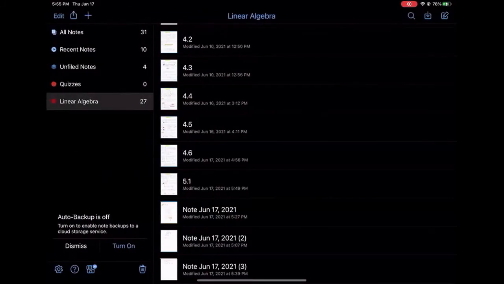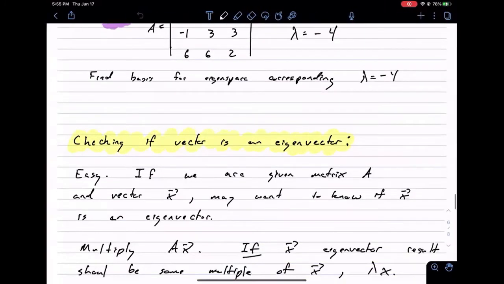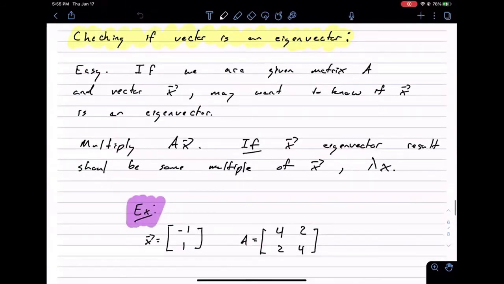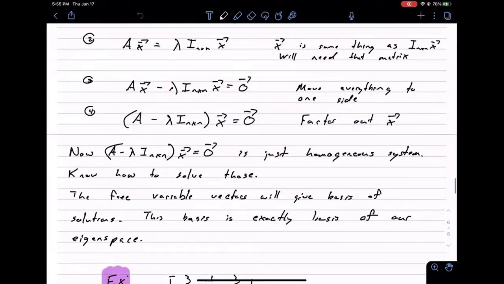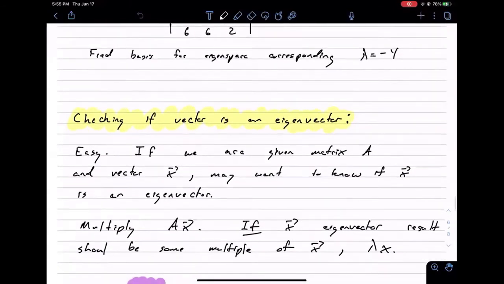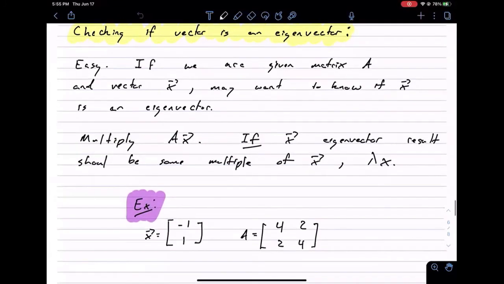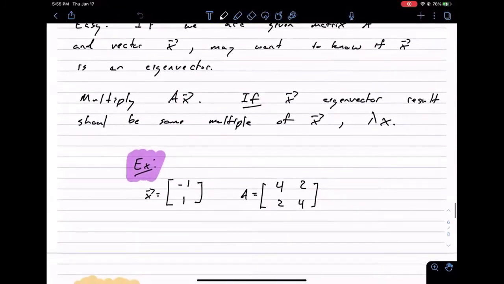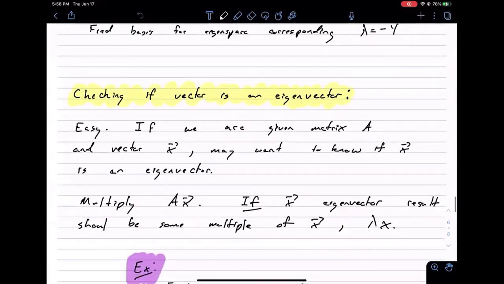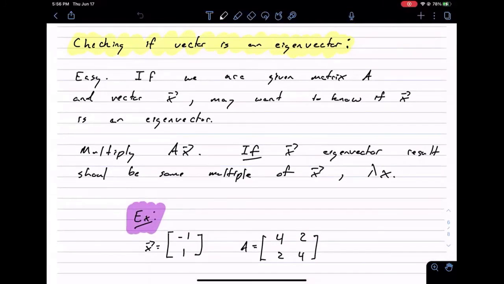There's only one last type of calculation we need to be able to do. It's not too much of a calculation. So we've seen that if we know the eigenvalue, we know how to find the eigenvectors now, the basis for that eigenspace. What if I'm given a matrix and a vector, and I'm asked, is this vector an eigenvector of our matrix? How do we do that? It's super simple. It's even easier than what we just did.